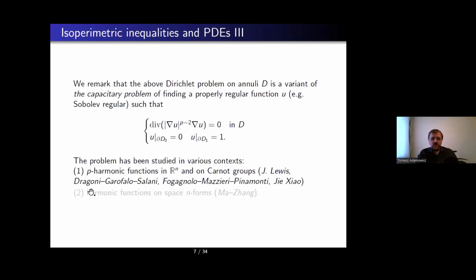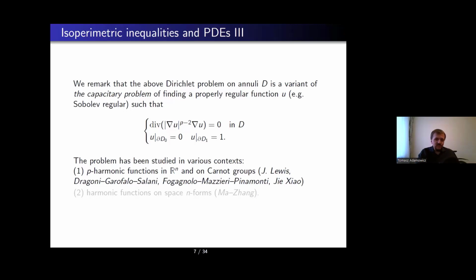For example, for p-harmonic functions in the Euclidean setting, it goes back to John Lewis, also in some recent papers by Fogagnolo, Mazzieri, Pinamonti, as well as in a series of papers by Jie Xiao. Moreover, one also studies this p-harmonic Dirichlet problem on Carnot groups, and then I would refer to a paper by Dragoni, Garofalo, and Salani.